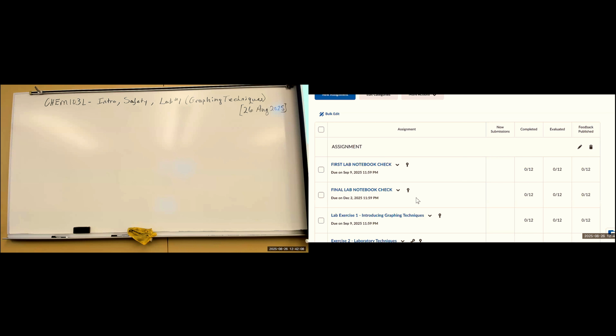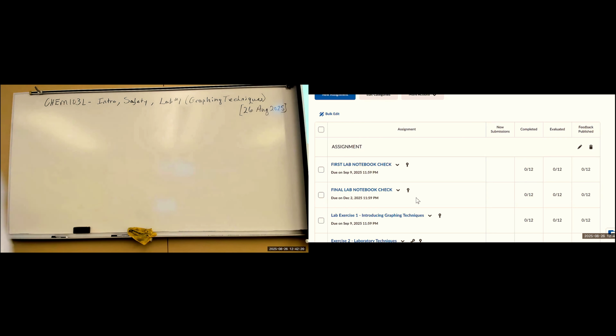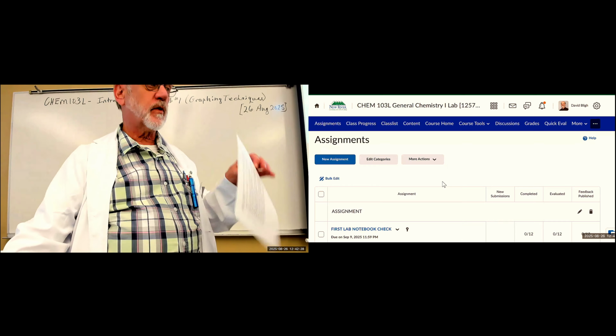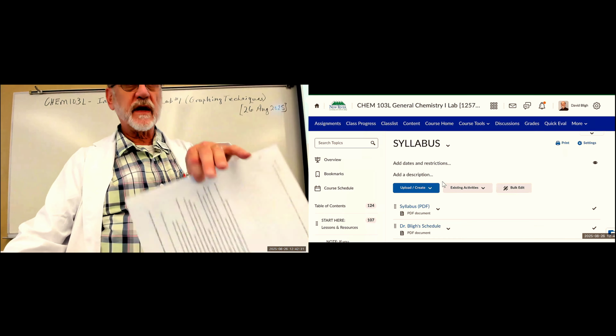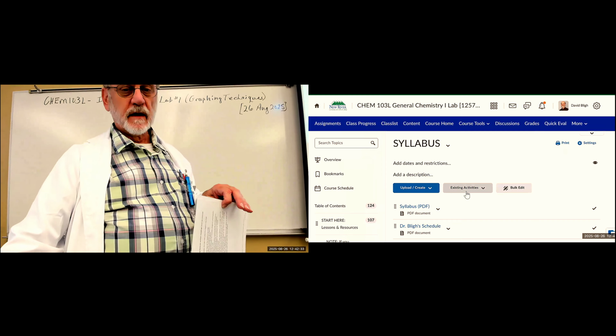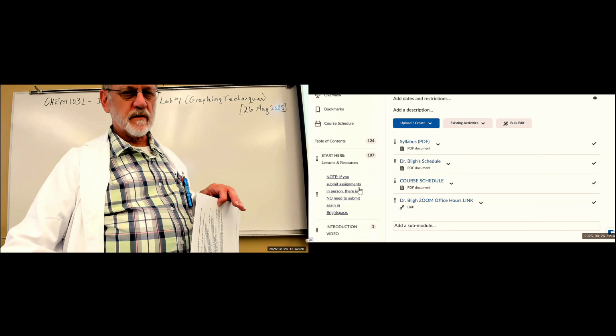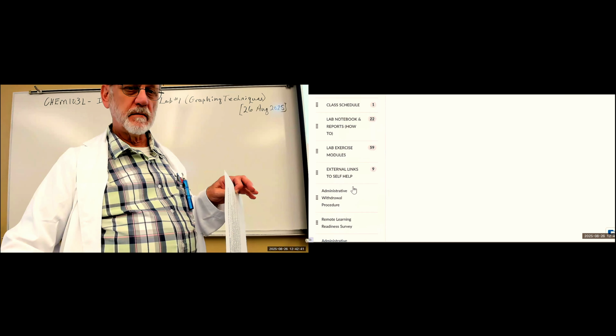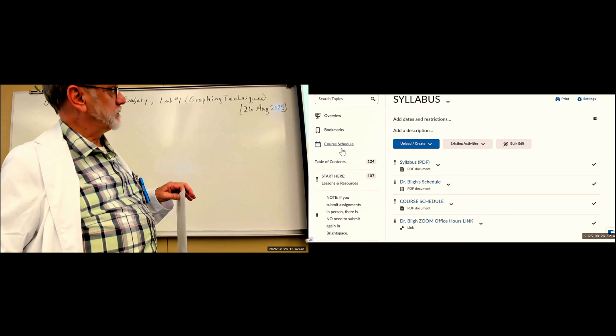And that's where, let's see, this is the one that says preparing lab notebook pages for inspection. This tells you the stuff that, and let me go to contents and show you where all this stuff is. Because like I said before, everything that I hand out in class is duplicated in Brightspace. So where would you find this? There's a syllabus and all that's typical stuff. So we would go down to lab exercise modules right here.